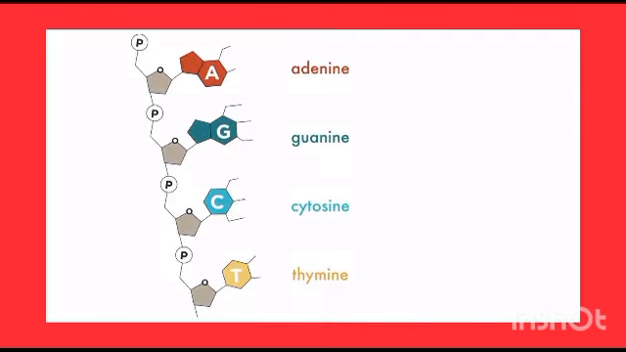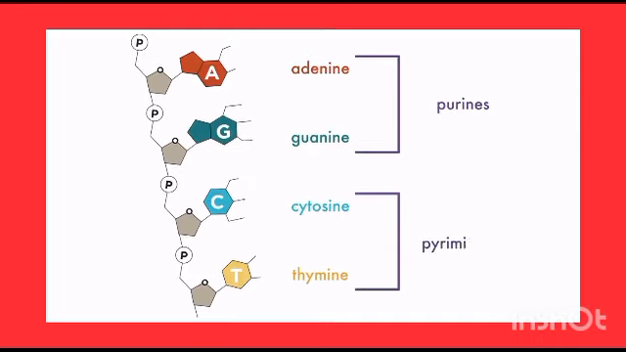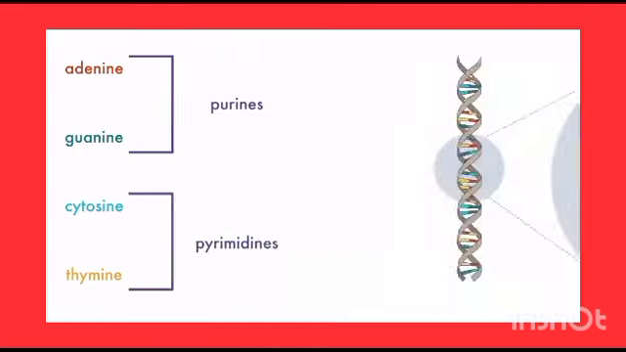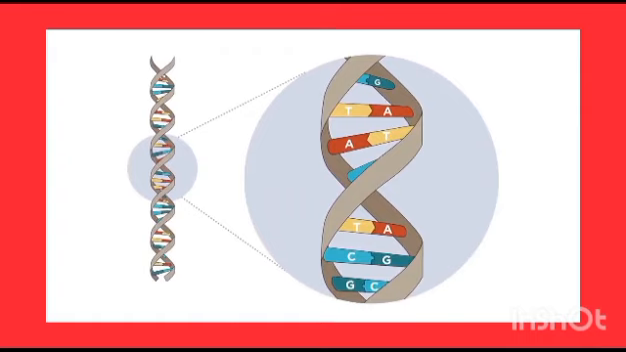2 of the bases are purines, which have a 2-ring structure, and 2 bases are pyrimidines, which have a 1-ring structure. Adenine and guanine are purines. Cytosine and thymine are pyrimidines. I remember the pyrimidines are the bases with a Y in their name, just like pyrimidine has a Y in its name. A purine always pairs with a pyrimidine, and the slanted shape of the DNA molecule causes it to form a spiral or helix.